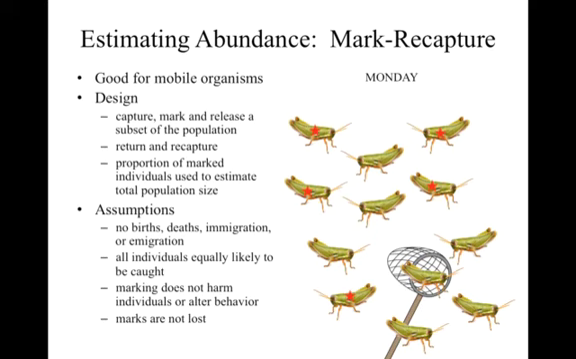You have to assume that all individuals are equally likely to be caught. So some animals in particular become trap happy, especially if your traps have food. And so if you keep capturing the same individual over and over because the individual has learned to associate your trap with food, then that can cause a problem. You also have to assume that marking them does not harm them or alter their behavior. So if every grasshopper I marked got killed, this technique wouldn't work very well. You also have to assume that marks are not lost over the time period between when you mark them and when you come back in and recapture them. If marks are lost, then you're going to, again, get a bad estimate.